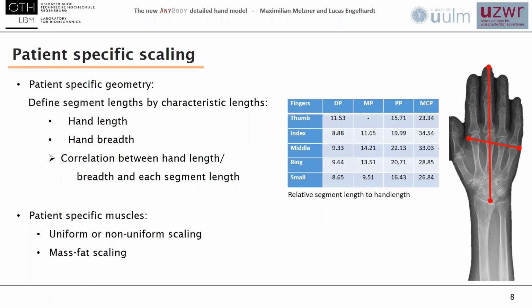Regarding the patient-specific scaling, it's also not always feasible to measure all dimensions of each finger segment. However, Buchholz et al. proposed a linear correlation between the hand length and each finger bone. Because the study of Buchholz et al. only included the dimensions of 6 hands, we performed a study with the X-ray data of 71 patients to determine a more accurate relationship. Therefore, the length of the metacarpal, the proximal, middle, and distal phalanx can be scaled according to the hand length. According to the anthropometric data, the muscle pads are scaled as well.